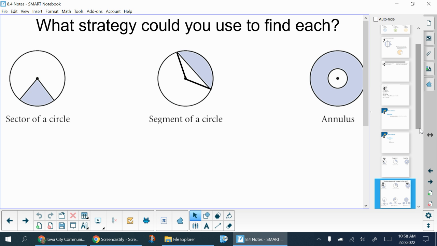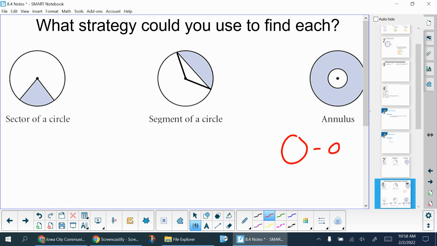So before I actually give you the official formulas for these, let's just talk about what you might do for some of these to actually find the area. Hopefully the annulus is pretty straightforward. You can kind of think about how you might do that. We're going to take the area of the big circle and just subtract the area of the small circle to get the area of our little donut-shaped piece. That one's not too bad. You probably wouldn't even need a formula for that one.